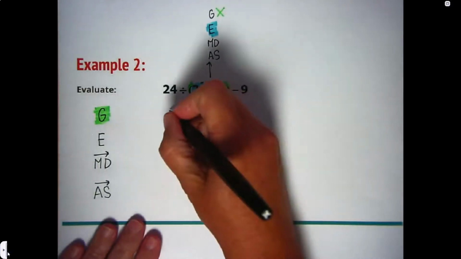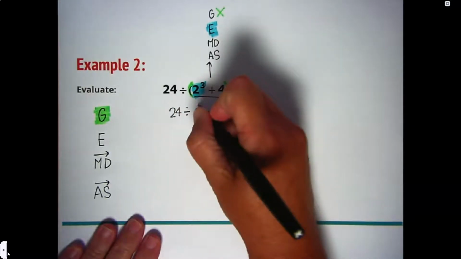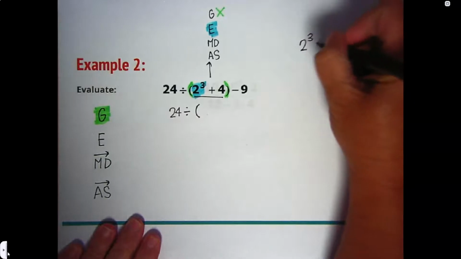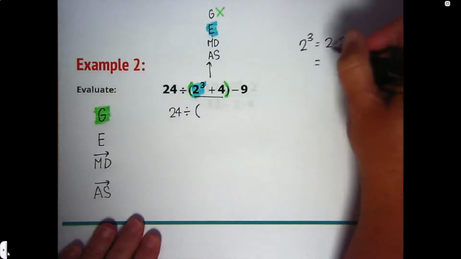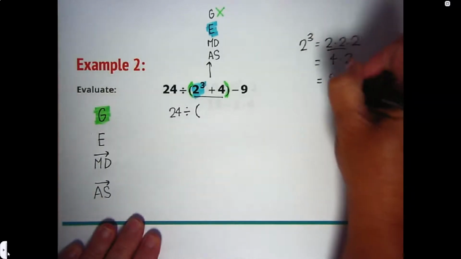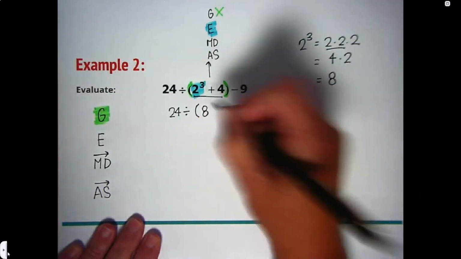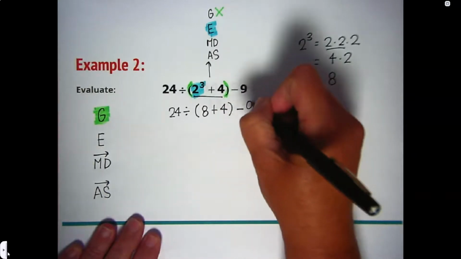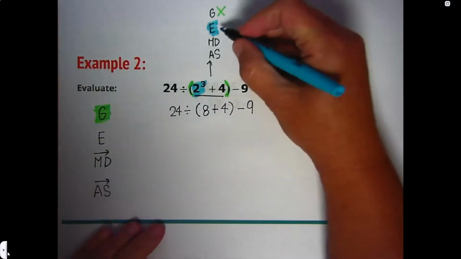Starting from the beginning of the problem, I've got 24 divided by parentheses 2 to the third power, which means 2 times 2 times 2. 2 times 2 is 4. 4 times 2 is 8. So I'm replacing 2 to the third power with 8, plus 4, minus 9. So now I'm taking care of that exponent.